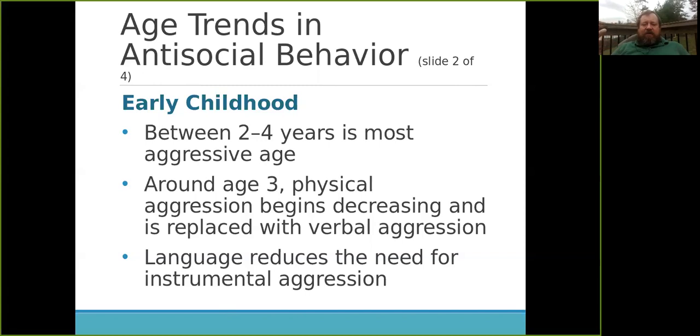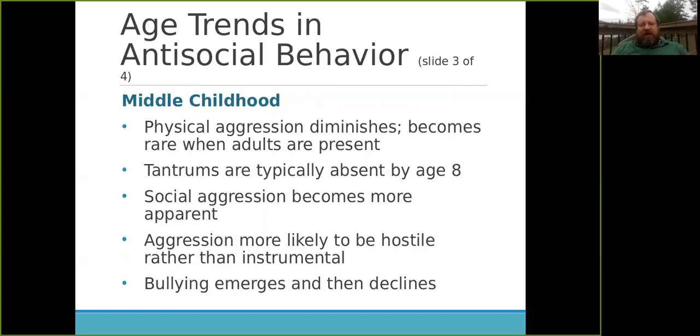By around age 3, physical aggression is declining and being replaced with verbal aggression, which isn't necessarily sophisticated at this age, but it's like, I hate you and you're dumb and those kinds of statements. By 4, we see things like, you can't play with us, you're not my friend, she's my friend. A little more sophistication in that verbal and relational aggression. And that increases as children go across the preschool into the elementary school years. As children begin to use more language, we see this reduction in instrumental aggression during preschool because they have other strategies that they can use.